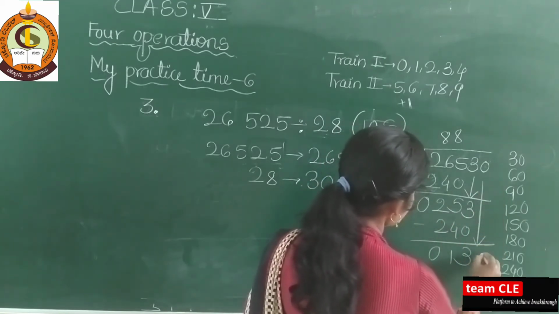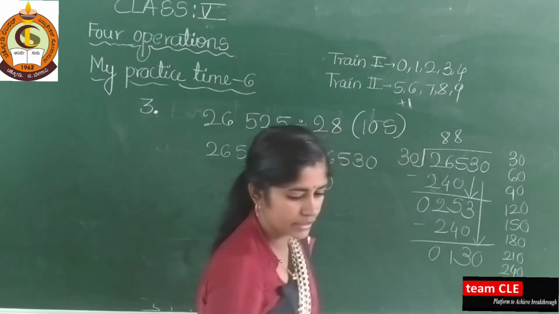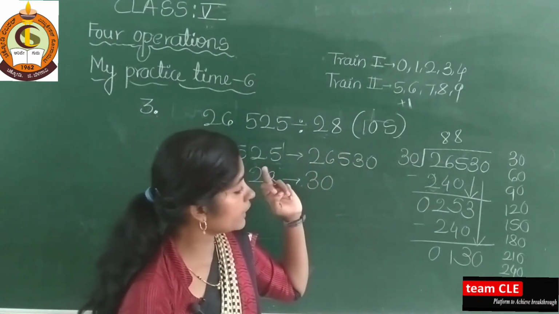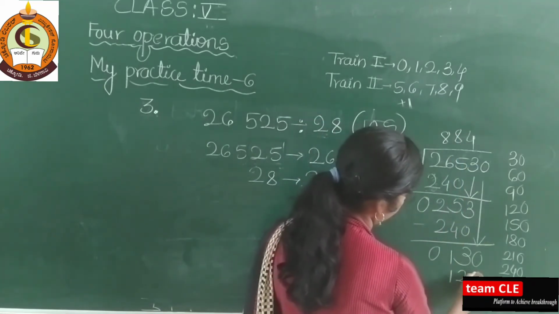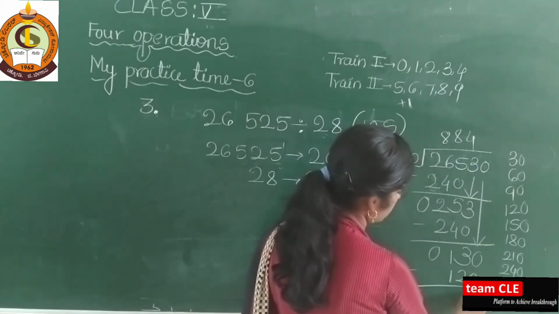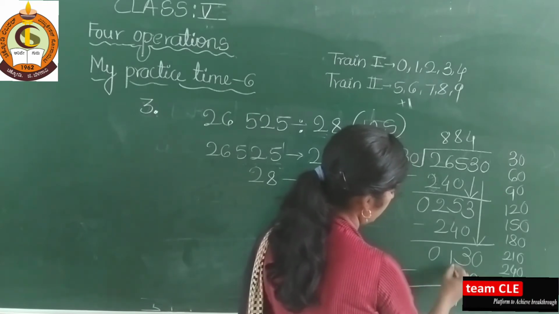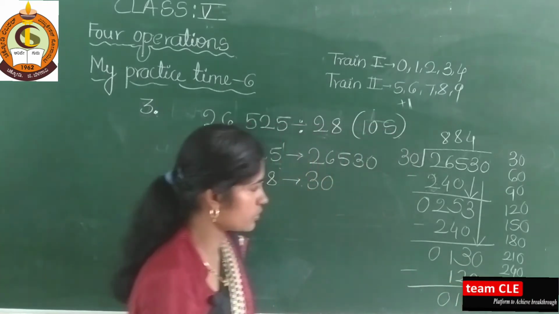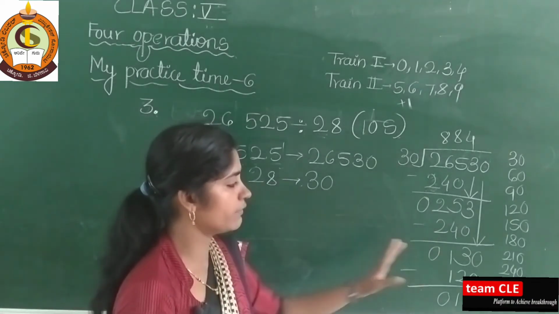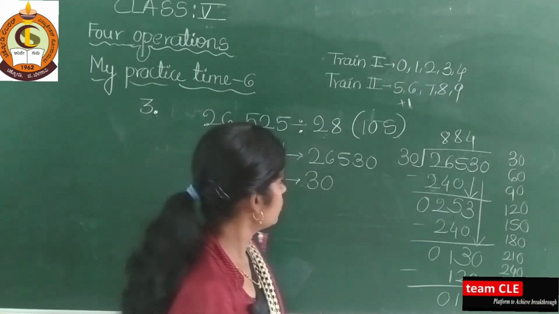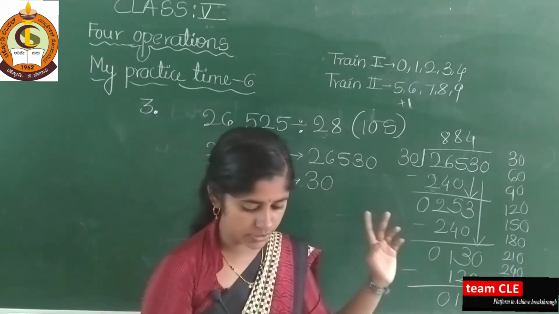Again you take this 0 down. So right here how much will come? 30 fours are 120, and here 0 minus 0 is 0, 3 minus 2 is 1, 1 minus 1 is 0. See here, first you need to round off to the nearest tens, next you divide the number and you will get the answer. By dividing you will get the answer. So this type you have to round off to the nearest tens.